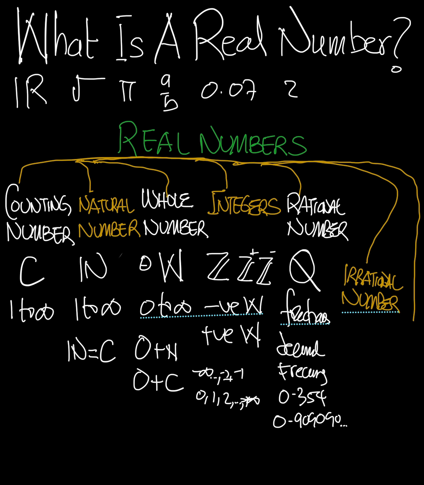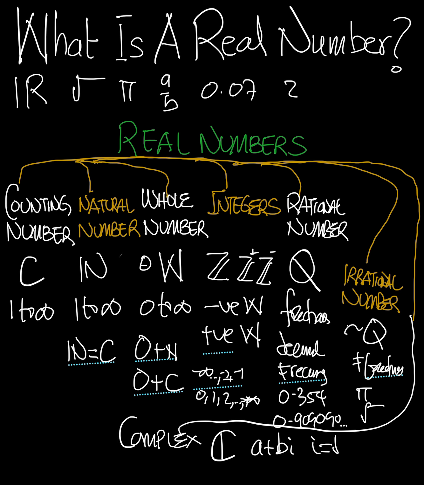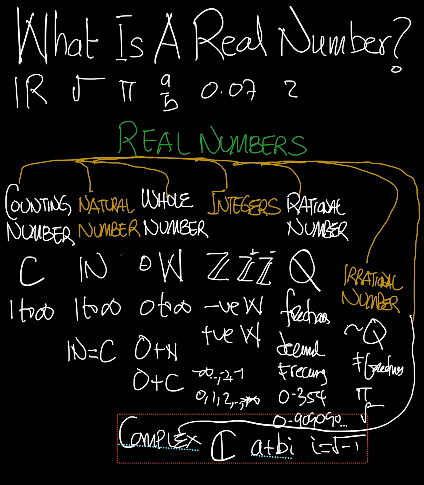But irrational numbers, on the other hand, are not fractions, so they are not rational. They have numbers like pi, square root numbers, and all that. The last one is what we call complex numbers. Complex numbers are denoted with a C, and they can be in the form a plus bi, where i is the square root of -1.